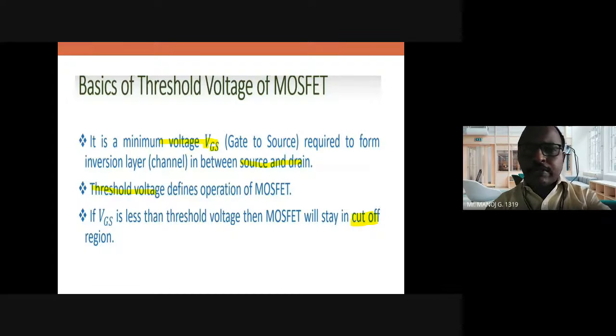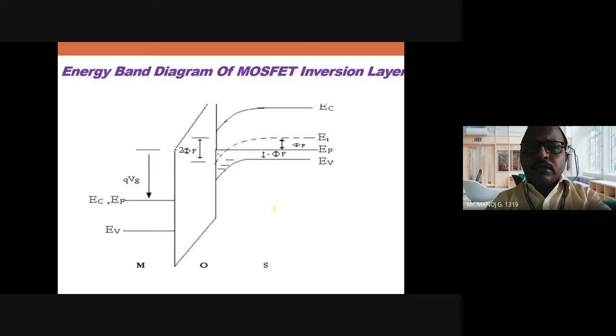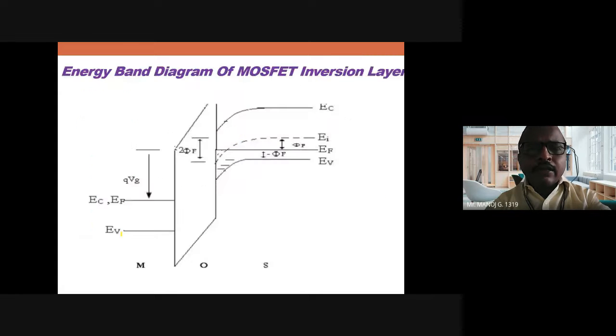What is the basics of threshold voltage? Now we will see how the energy band diagram of an inversion region is taking place. This energy band diagram has a valence band and a conduction band. Between the valence band and conduction band, we have this energy band diagram. And the minimum energy that is required is 2 times phi f.